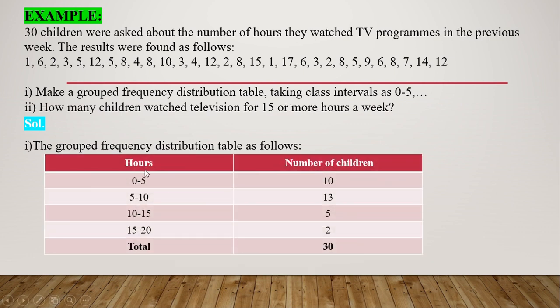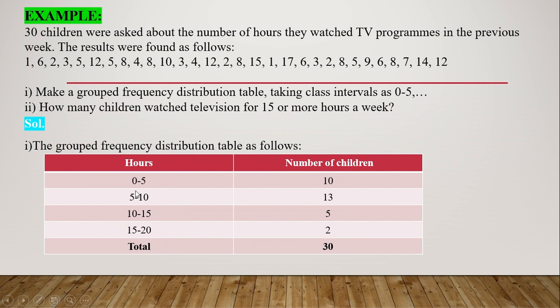If you see here, 0 to 5 is the class interval, and we want to exclude this 5. We want to add this 5 in the next interval only. We should not add the 5 here. We have to just calculate 0, 1, 2, 3 till 4. 0 to 4 hours only we have to take into account. Then 5 to 9, 10 to 14, 15 to 19. Like this we want to take it in these class intervals.